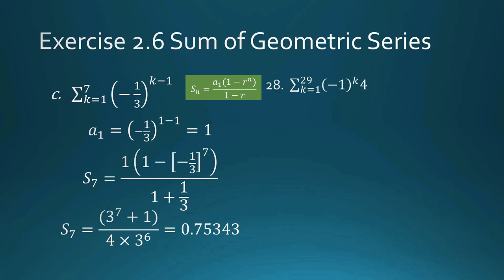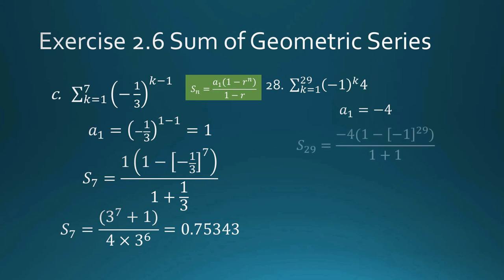Number 28. Find the sum of -1 raised to k times 4, where k ranges from 1 to 29. Or this is the summation of quantity -1 raised to k times 4. K ranges from 1 to 29. What is the first term? We substitute 1 to k. That's the first value of k. So a sub 1 is -4.